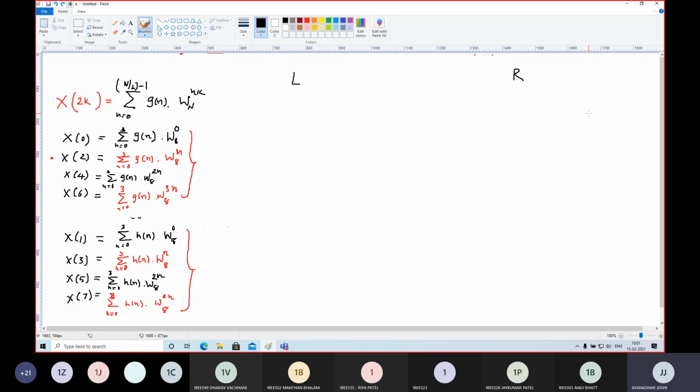So we should use the normal nomenclature. We should not be the scientist all the time. Sometimes we need to follow the pattern. So here we need to put X of K.